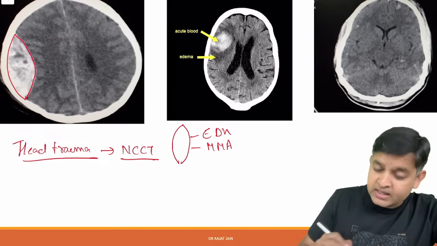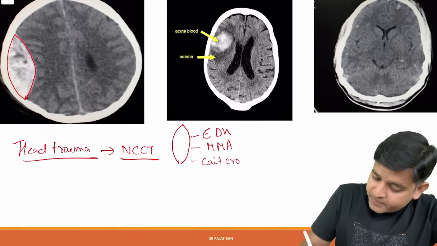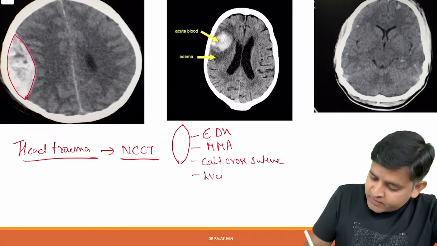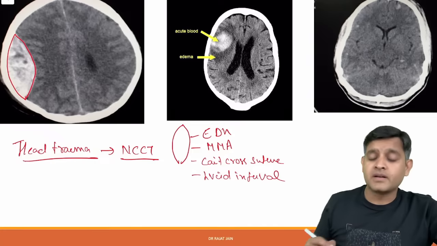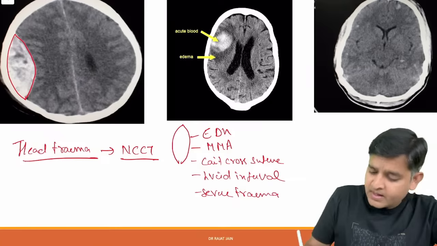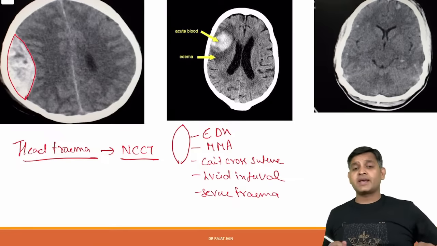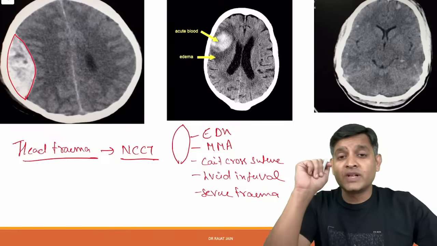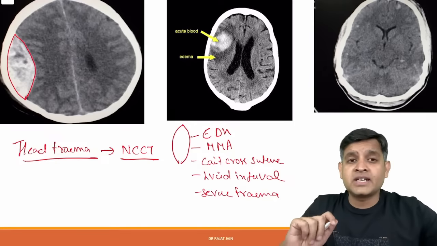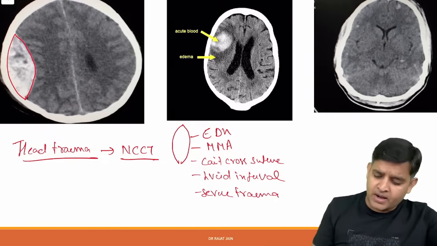Bleeding from the middle meningeal artery, cannot cross suture, and there is a lucid interval because of severe trauma. Just these few points need to be remembered. EDH is because of the injury to the middle meningeal artery. It cannot cross suture. You will see the lucid interval, and it is associated with severe trauma.